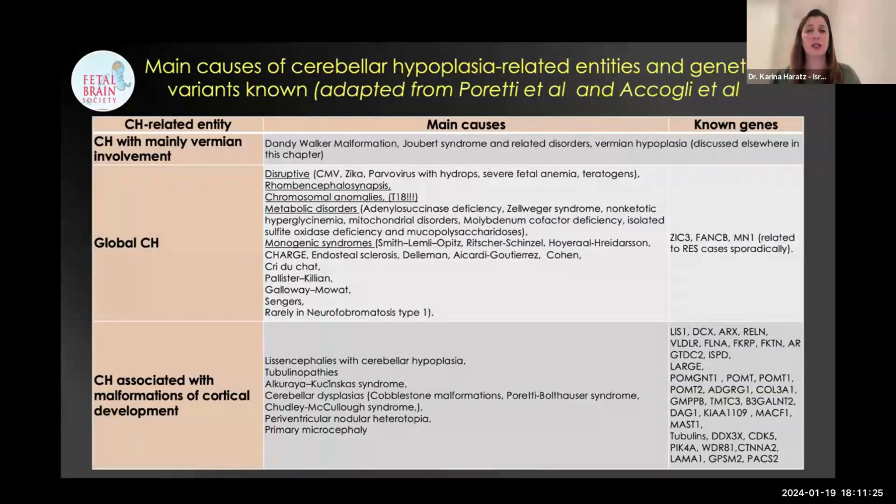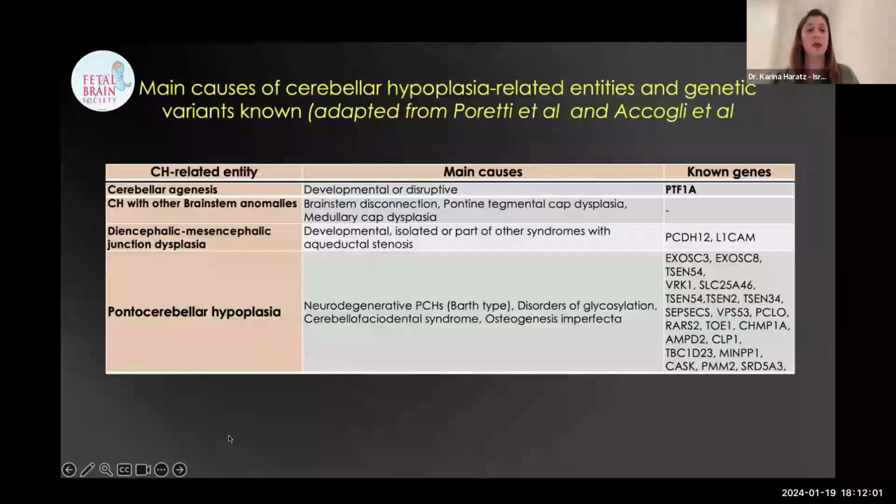But cerebellar hypoplasia is a quite heterogeneous group of diseases. It is like a symptom, like ventriculomegaly, I can say. Because there are many reasons for that, and most of the reasons will not lead to isolated reduction of the cerebellar volume. So it can be with the vermian involvement, global reduction, many different causes associated with the malformations of cortical development. And this is quite an interesting chapter from the academic point of view.